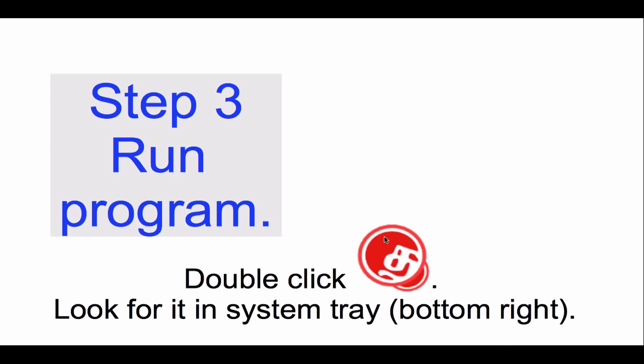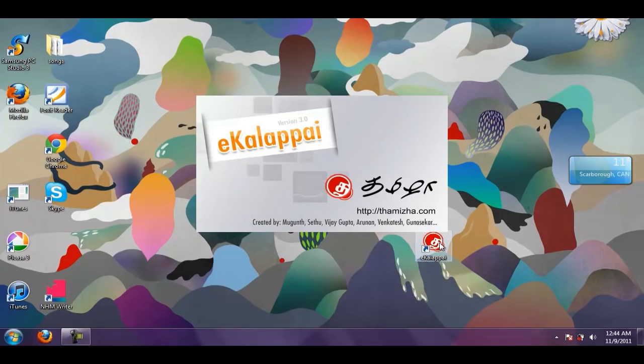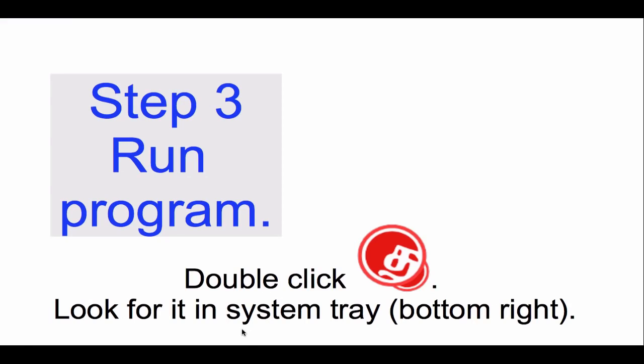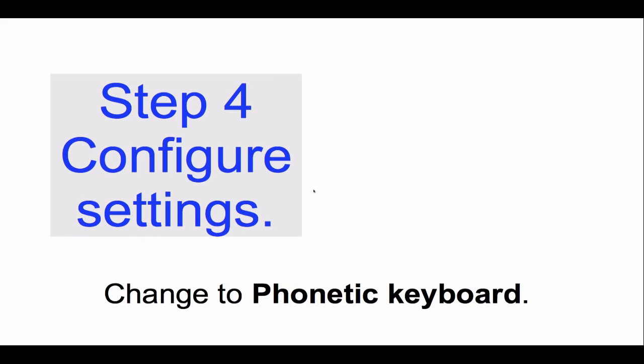Next, this icon is going to be on your desktop. Double click on it to run the program. And then you have to look for it. It's going to be in the system tray at the bottom right hand corner of your screen. When you first run the program, you have to configure the settings. What you want to use is the phonetic keyboard.